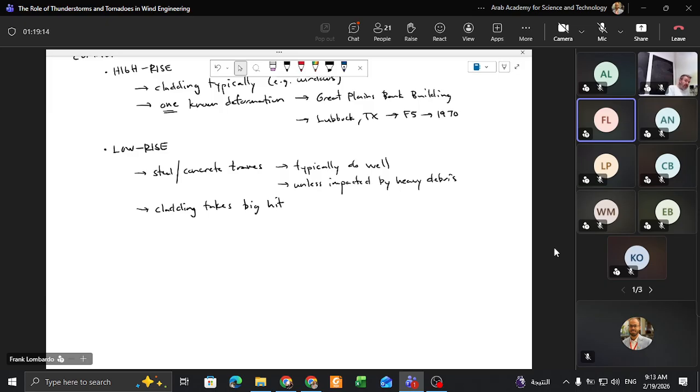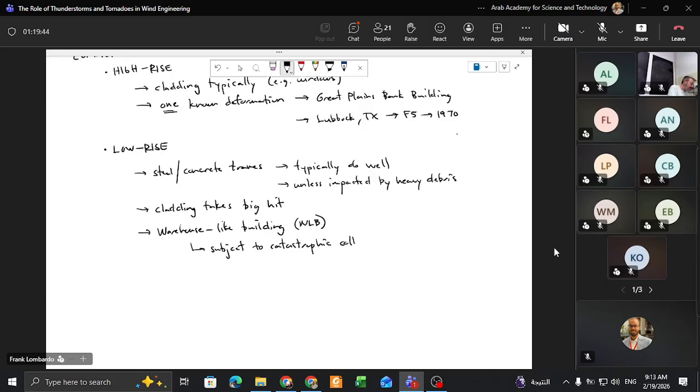Okay, another big issue in low-rise buildings are what I'll call, and I'll have a slide to describe this, a warehouse-like building. And we'll call this WLB for short. Okay, these particular buildings, due to the way they're constructed, okay, can be subject to catastrophic collapse.